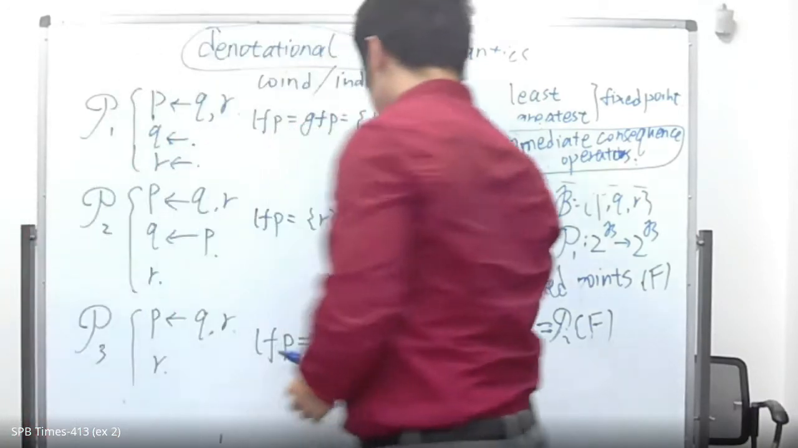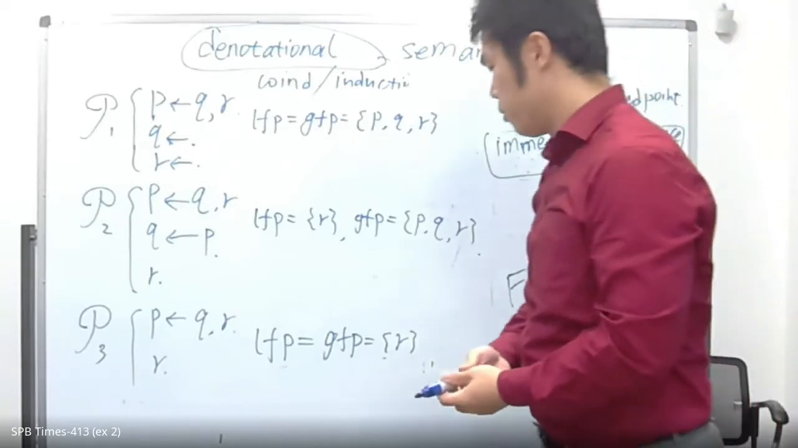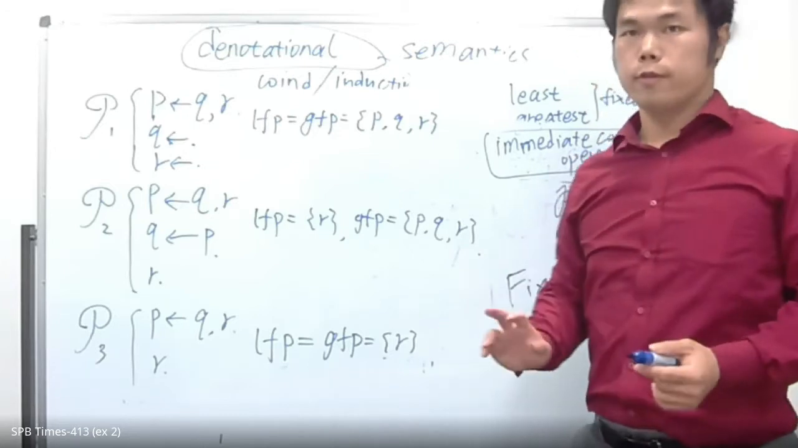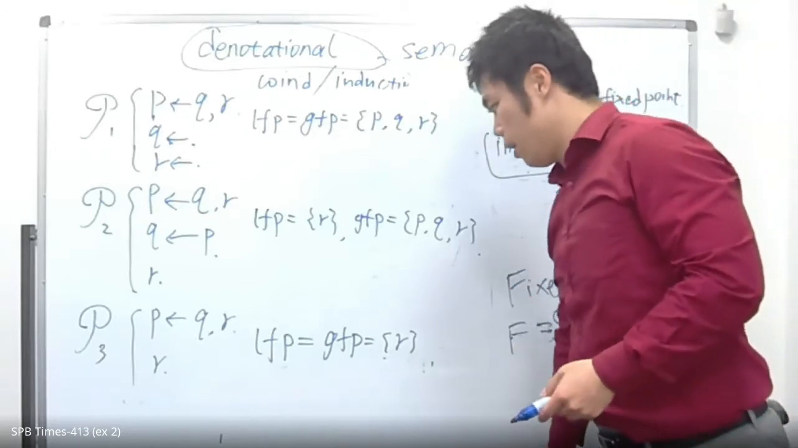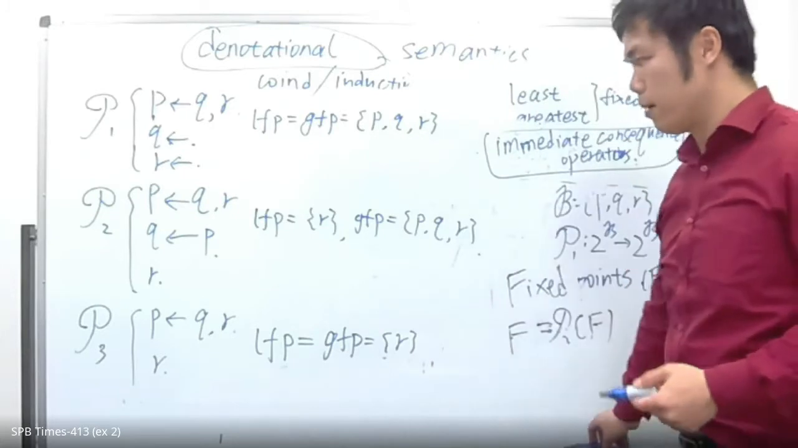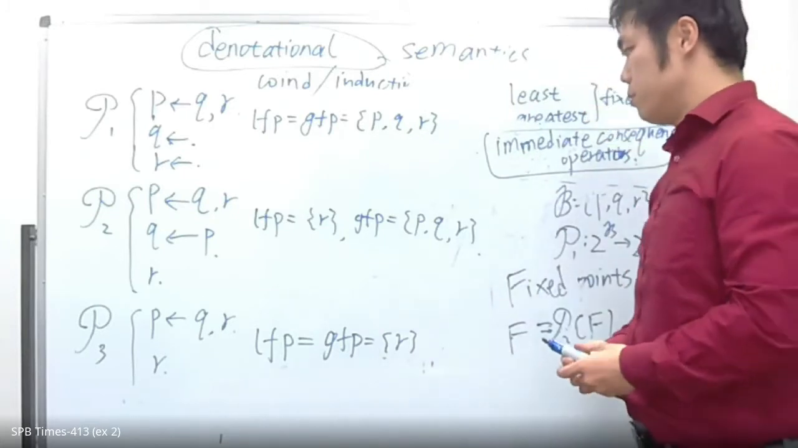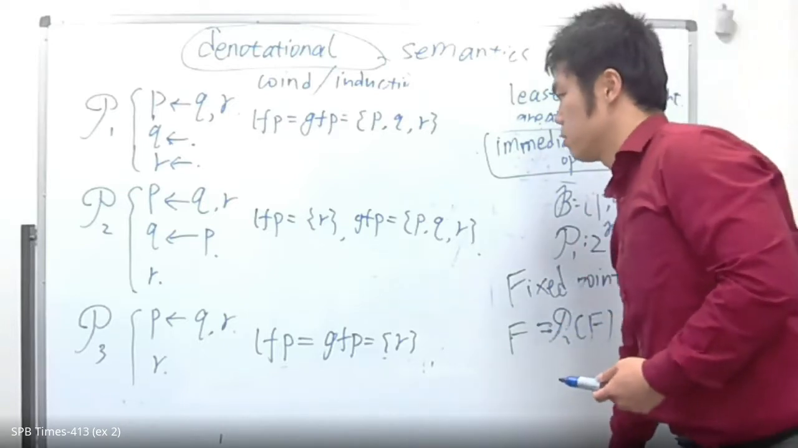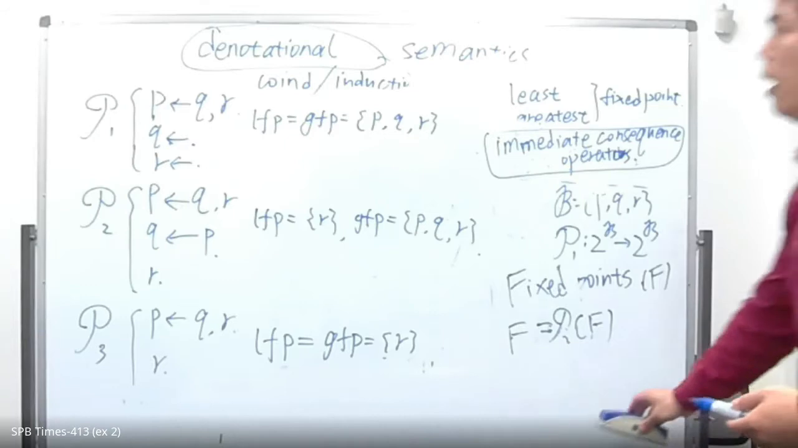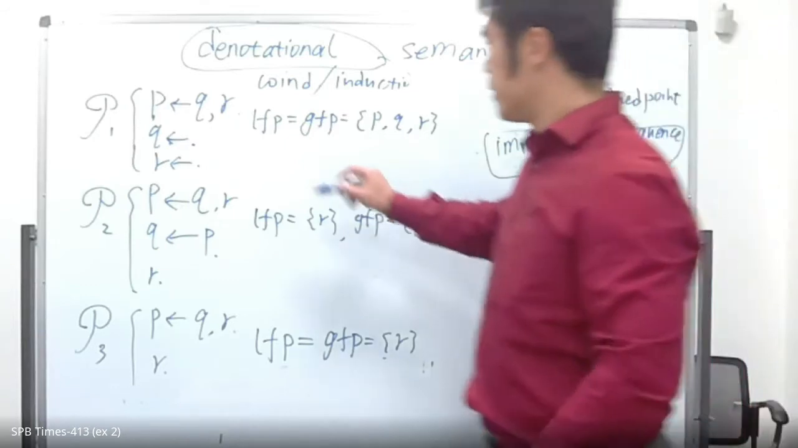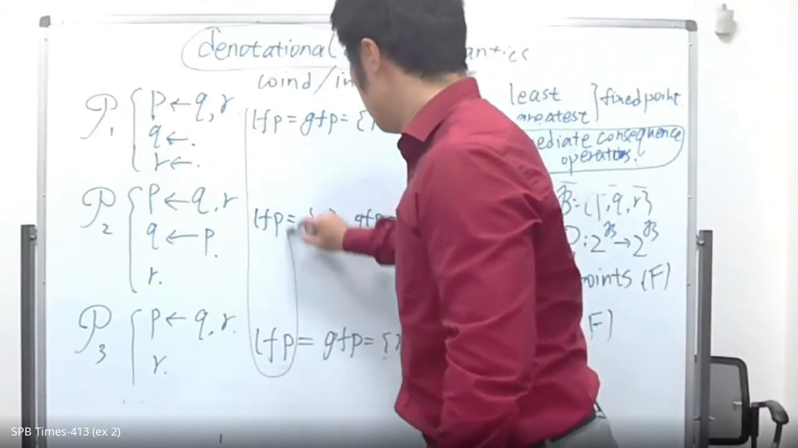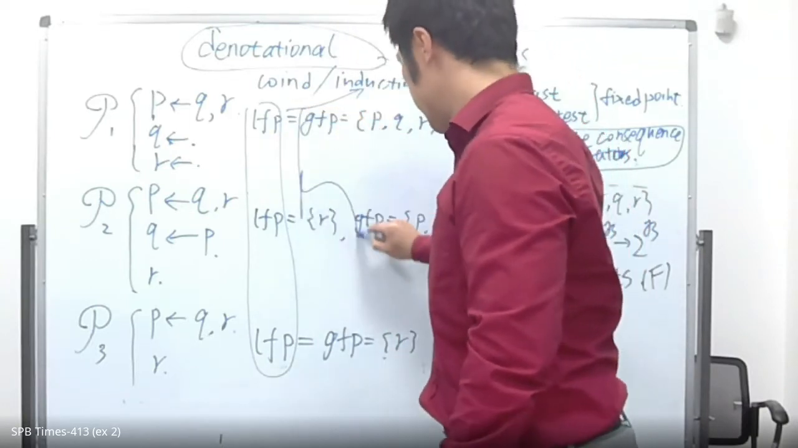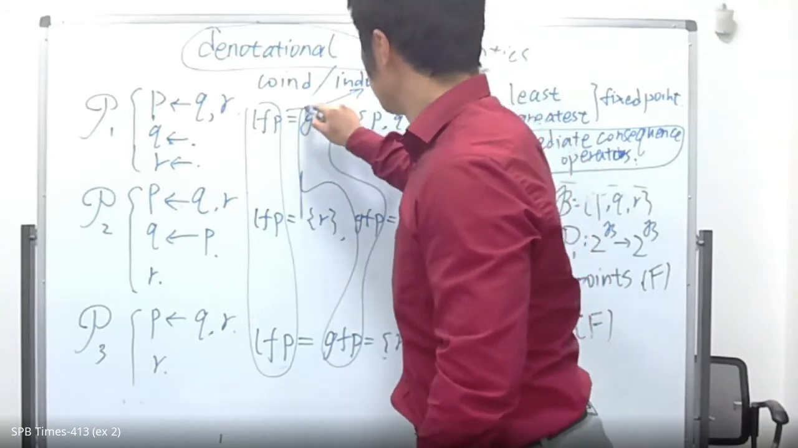For the third program, it is only this proposition R that has a proof consisting of a possibly infinite proof tree. But for P and Q, there's neither a finite proof tree nor an infinite proof tree. And we relate this least fixed point to the inductive semantics and relate this greatest fixed point to the coinductive semantics.